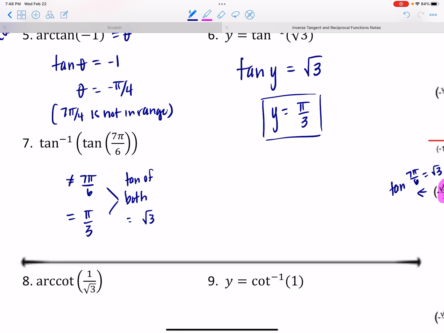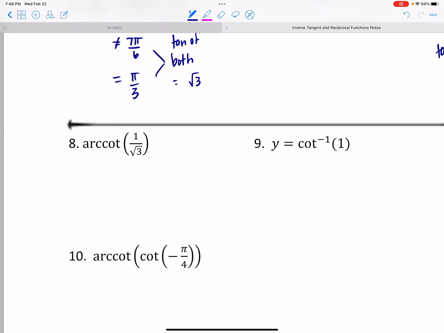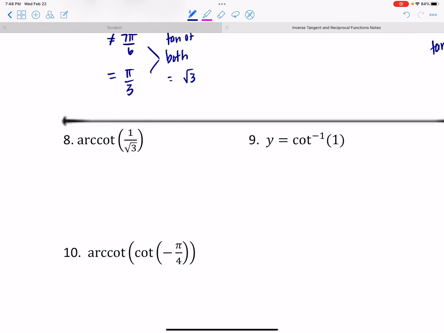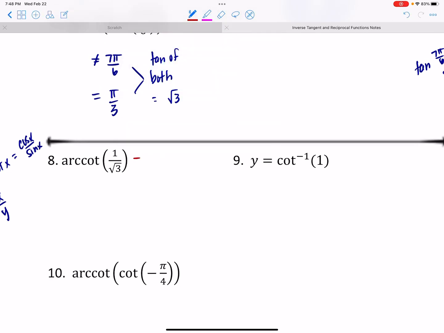Okay? Alright, last set. We're looking at cotangent. This is the reciprocal of tangent. So cotangent of x, being the reciprocal of tangent, or the cosine over sine, or x over y instead of y over x, is what we're looking for on our unit circle. So let's start over here.